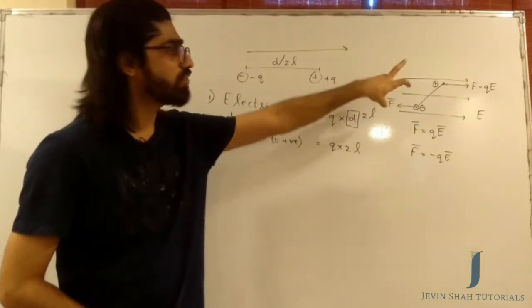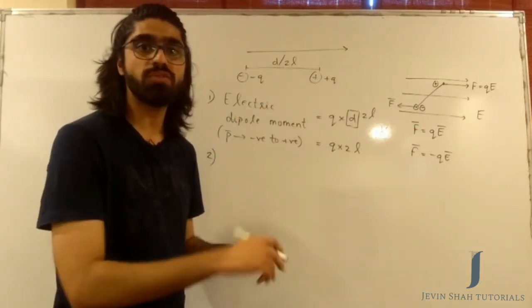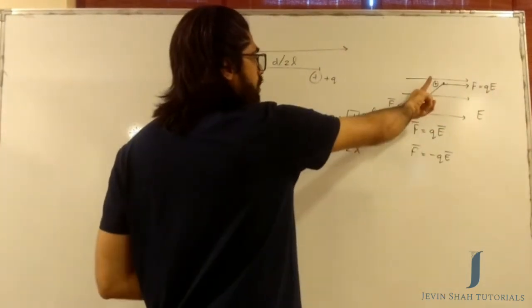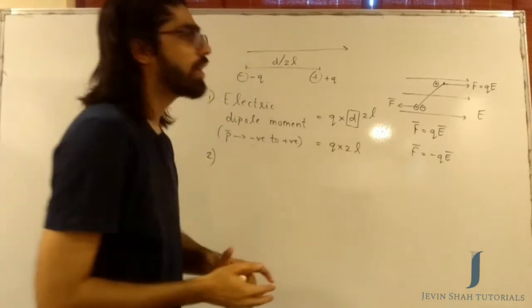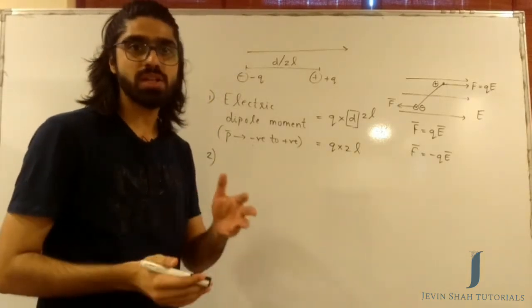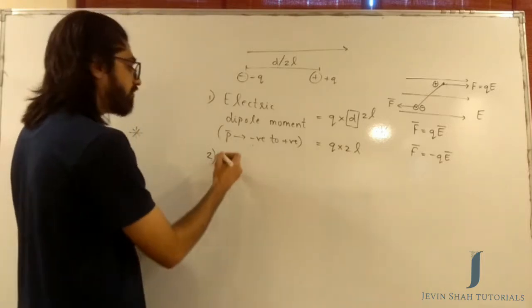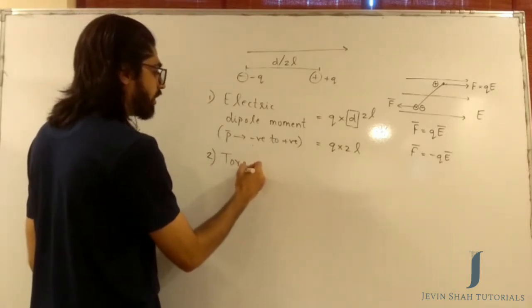But if you realize, the two forces actually have the ability of turning the dipole. Because this force is here and this force is here, the dipole is going to get turned like this. That turning effect which is experienced by the dipole tells us that the dipole experiences a torque. So the second formula is for torque acting on a dipole in an electric field.